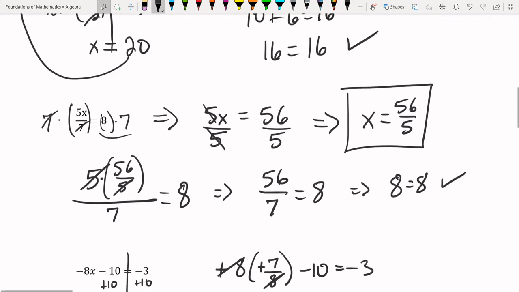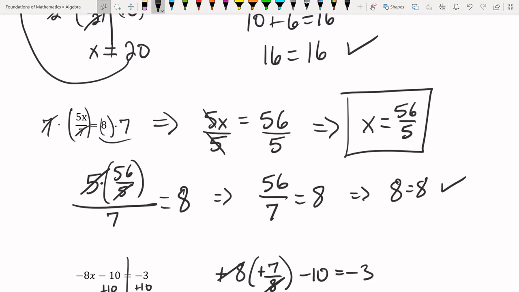This one right here was a little bit different. Let me use a different red color here. That's because we had 5 multiplying the x and 7 dividing the x. And so this one actually doesn't matter which order you go in. You could multiply by 7 first or divide by 5 first. Either way is fine. That's because multiplication and division are inverses of each other. So you can do either one first.